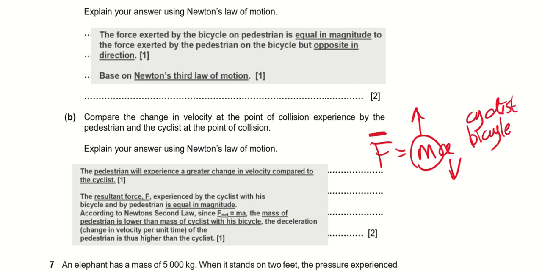But for the pedestrian, because the force is the same, because it's Newton's third law, the mass is actually smaller, so the acceleration will be larger, right? So he will experience a larger change in speed.